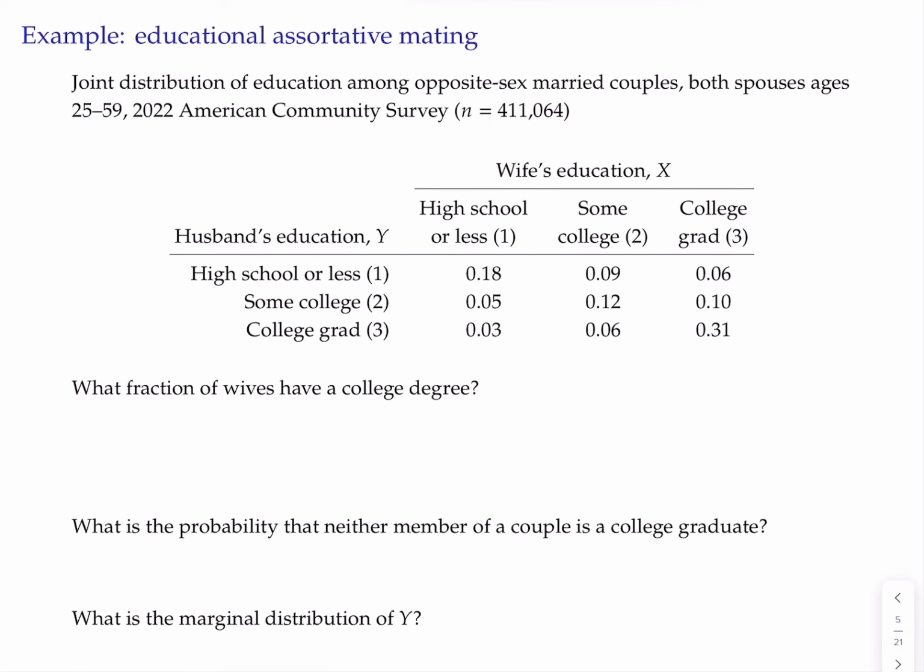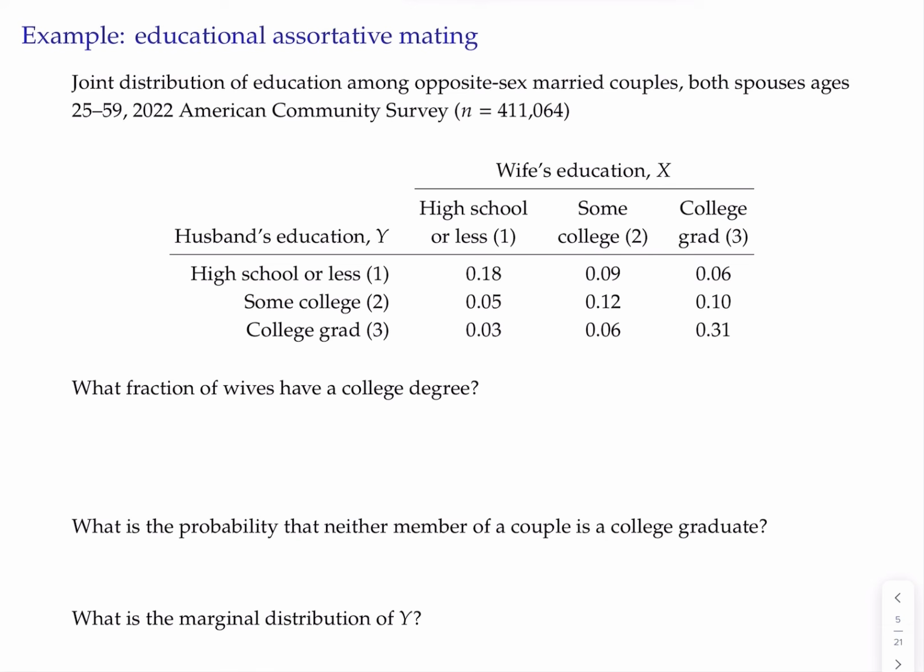The wife's education we're going to call variable x, husband's education is y, and technically random variables have to be real valued, remember? So we can accomplish that here just by giving each education category a number, 1, 2, or 3. So these 9 values right here, these are joint PMF values.